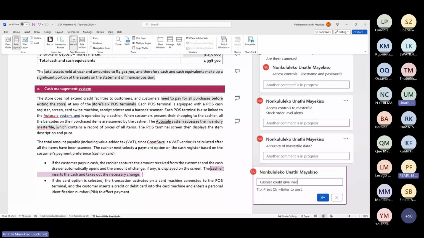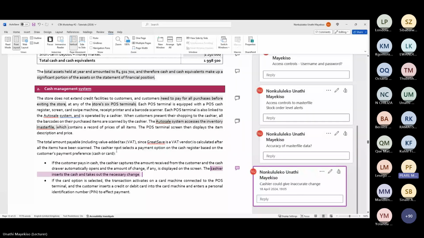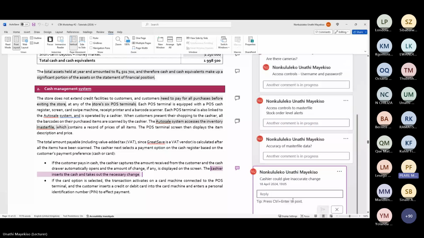Okay, what else? My point would also be an accuracy issue. When the cashier, if I give the cashier 100 rand, they can easily punch in 200 or whatever incorrect amount, and then give me incorrect change, because that is the amount I give to them, they punch in manually. But that's also an accuracy issue. So the input, it could be inaccurate input, right?